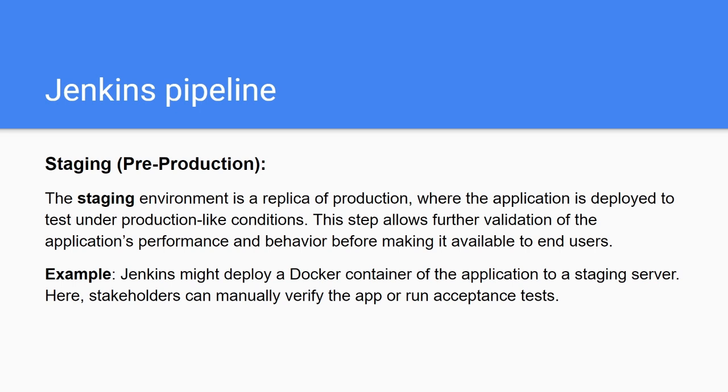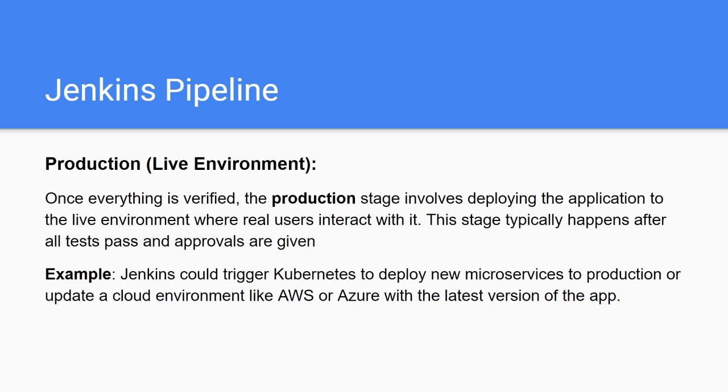Staging. The staging environment is a replica of production, where the application is deployed to test under production-like conditions. This step allows further validation of the application's performance and behavior before making it available to end users. For example, Jenkins might deploy a Docker container of the application to a staging server. Here, stakeholders can manually verify the app or run acceptance tests.